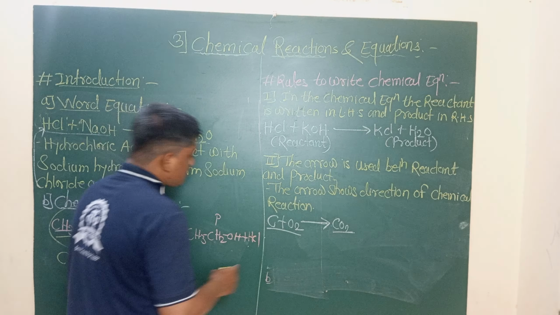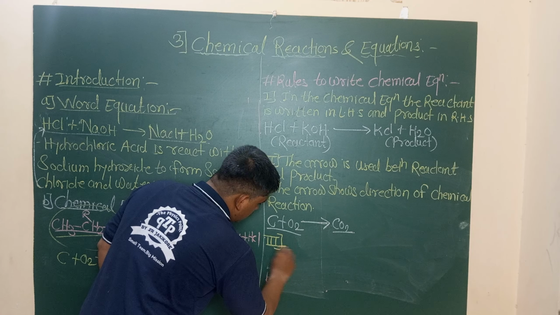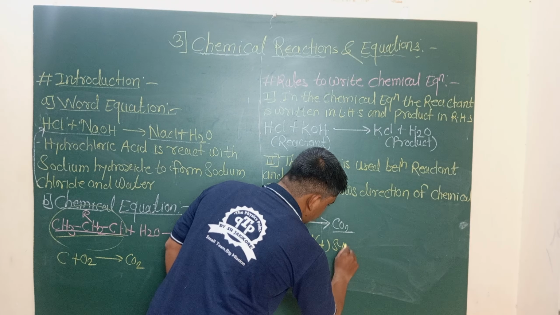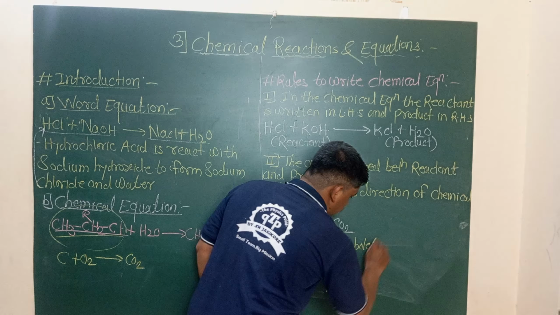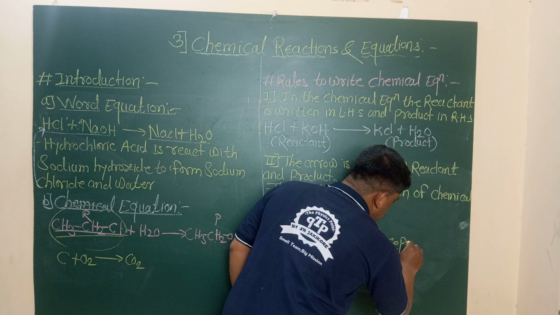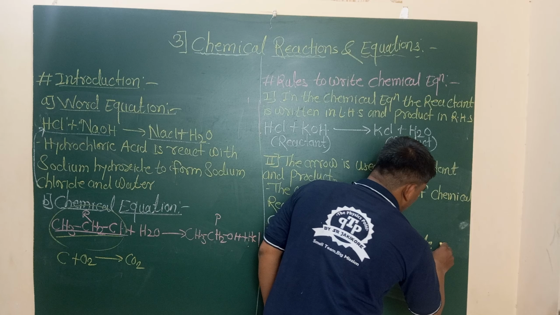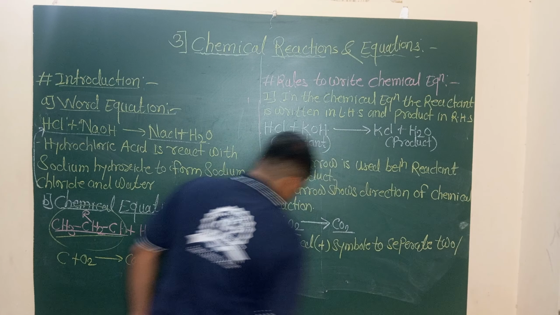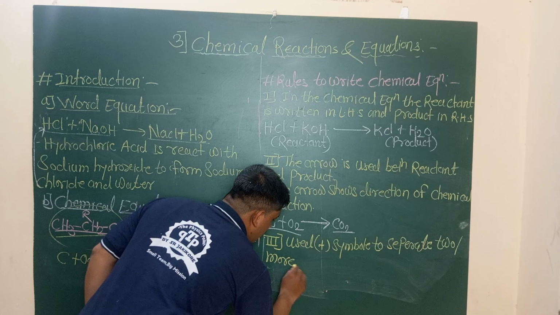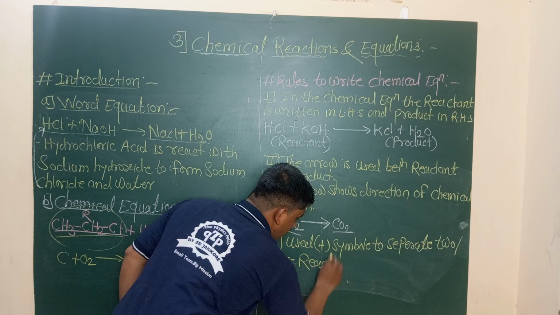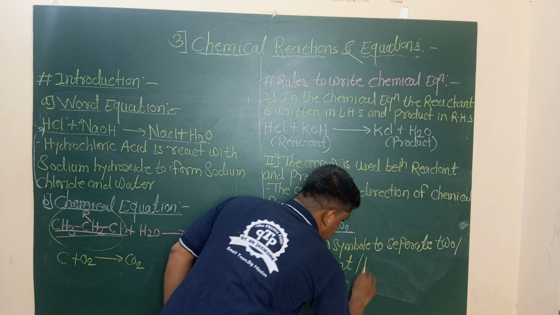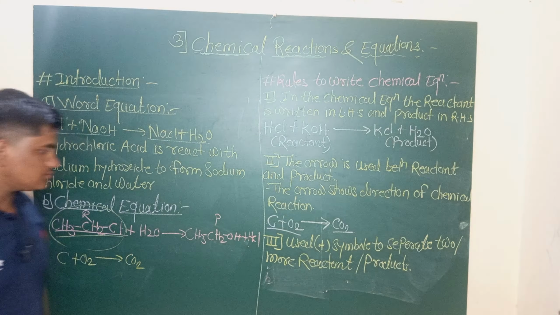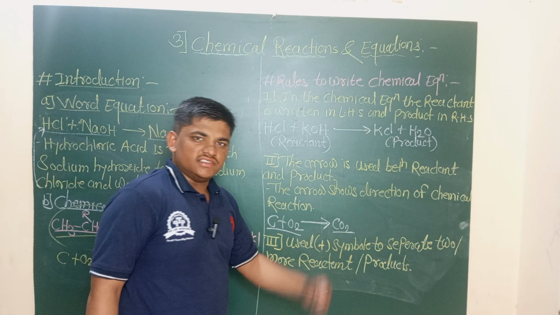Then third, use the plus symbol to separate two or more reactants or products. Two or more reactants and products. This is the chemical reaction.